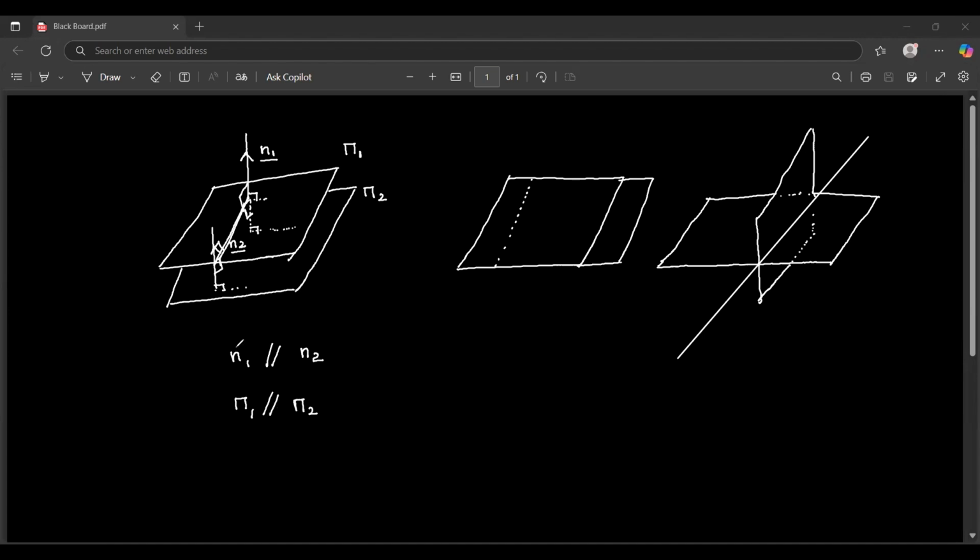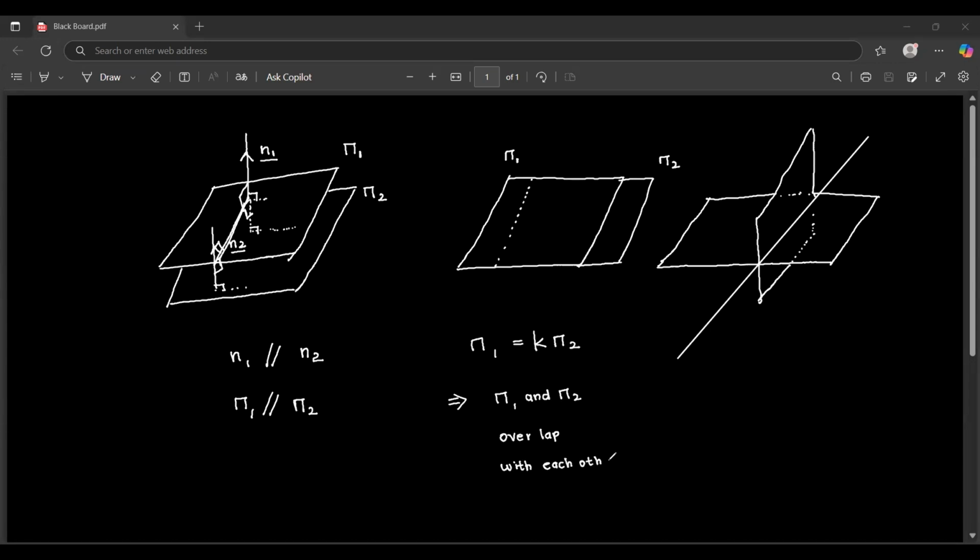So if the normal vectors are parallel to each other, then the planes are also parallel to each other. Now how can we talk about phi 1 and phi 2 overlapping with each other? If you can write the equation of phi 1 in terms of k times phi 2, the Cartesian equation, then we can definitely say phi 1 and phi 2 overlap with each other.